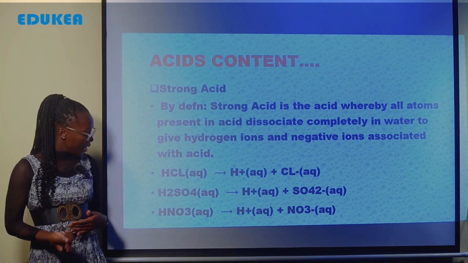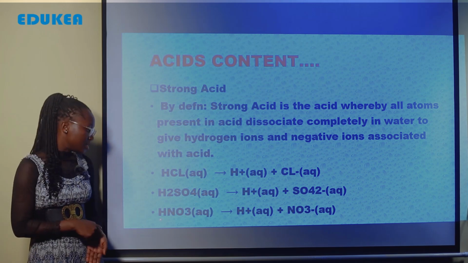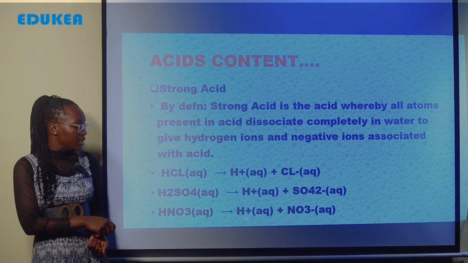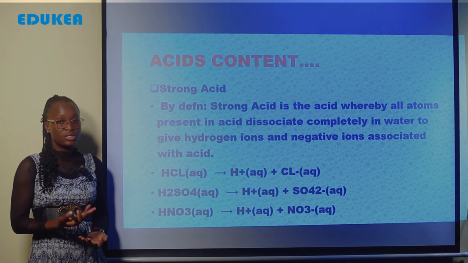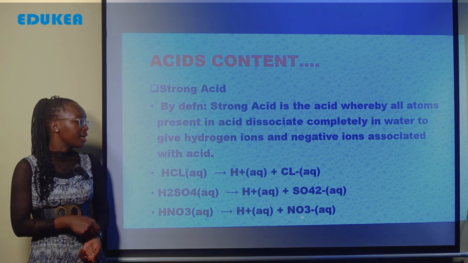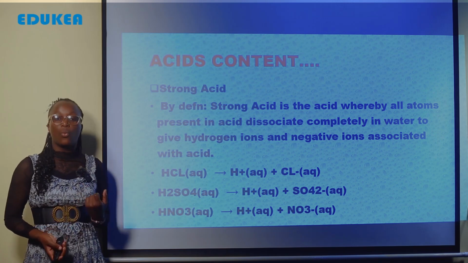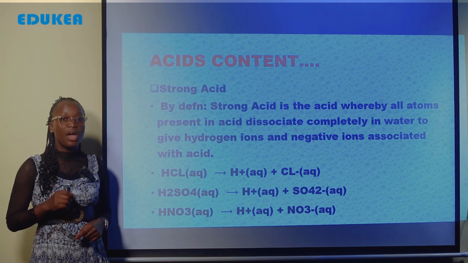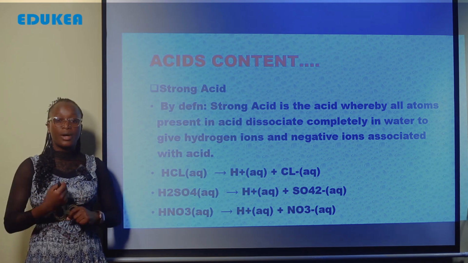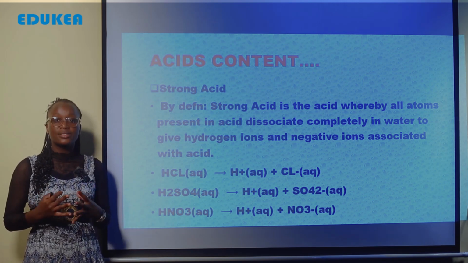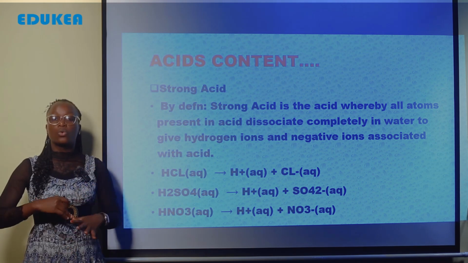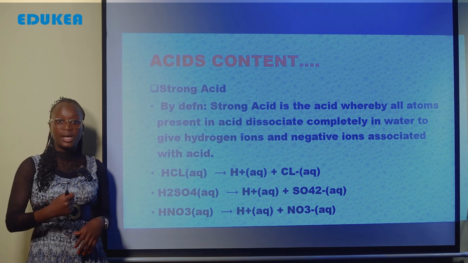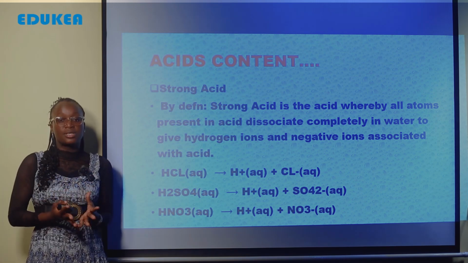Another example, consider nitric acid. The nitric acid dissociates completely to form the hydrogen ions, which are positively charged, and another negative ion which is associated with our compound of nitric acid. My dear student, I hope that is clear: when we talk about strong acids, we talk about acids which dissociate completely to produce the positive ions of hydrogen, as well as negative ions associated with the compound which dissociates.